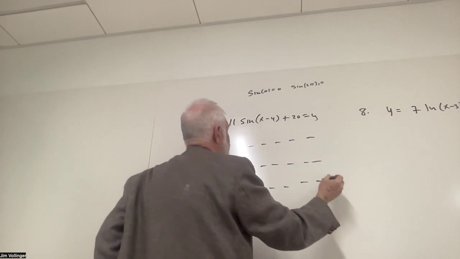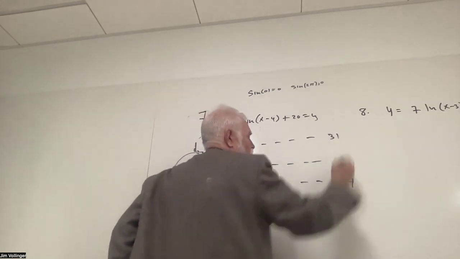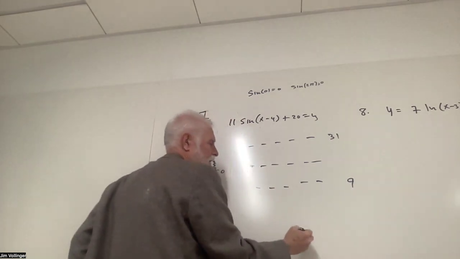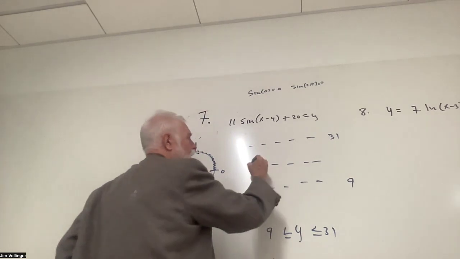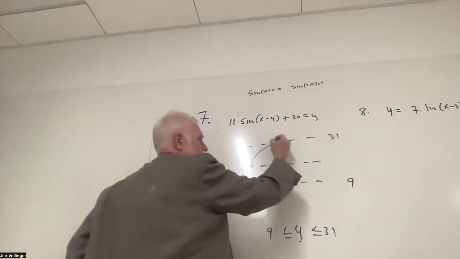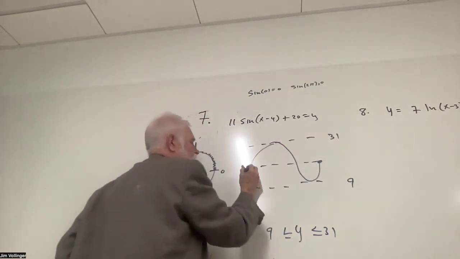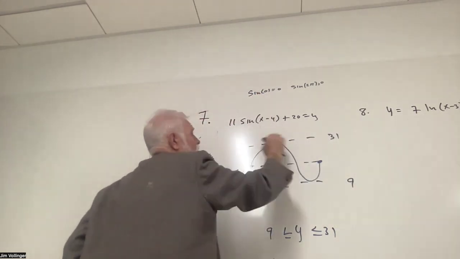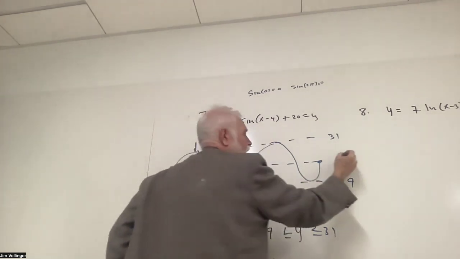Let's get our range, which is 20 minus 11, which is 9. 20 plus 11, 31. That's your range. Y is less than or equal to 31, greater than or equal to 9. First 90 degrees up, then repeat. And that's when I start to repeat. So this is going to be 4. That's what makes a 0. That gives me 0. That gives me 20, the middle.